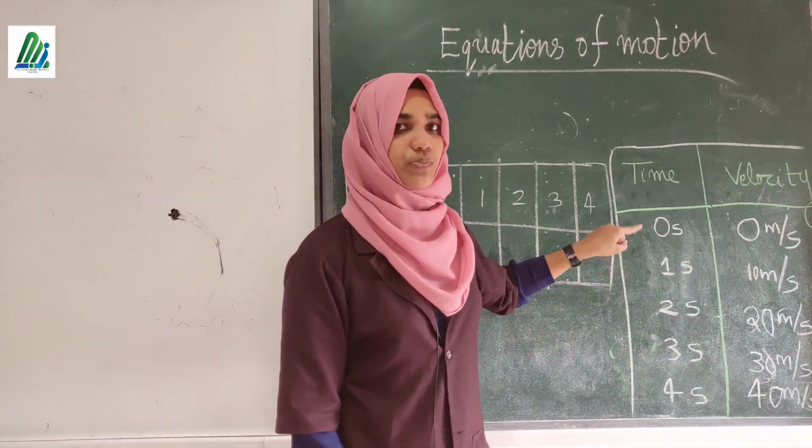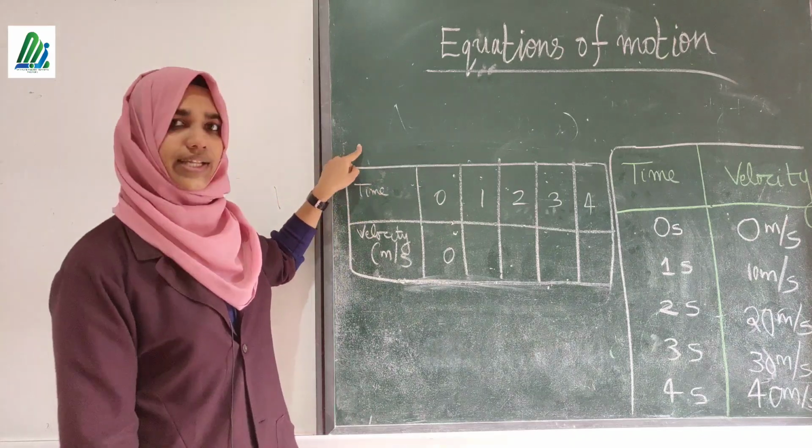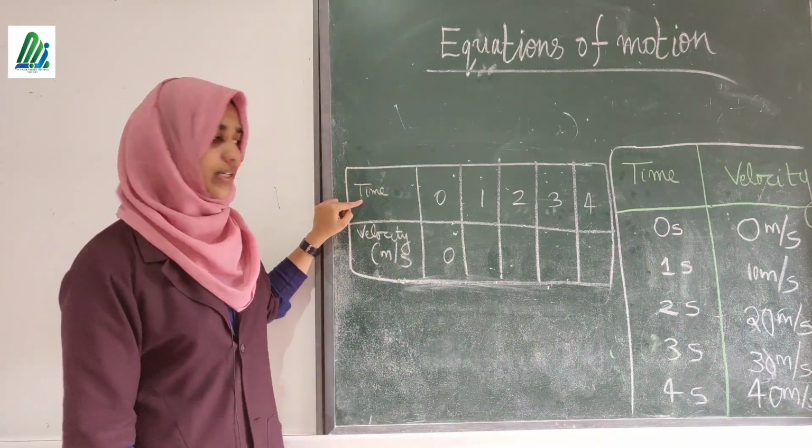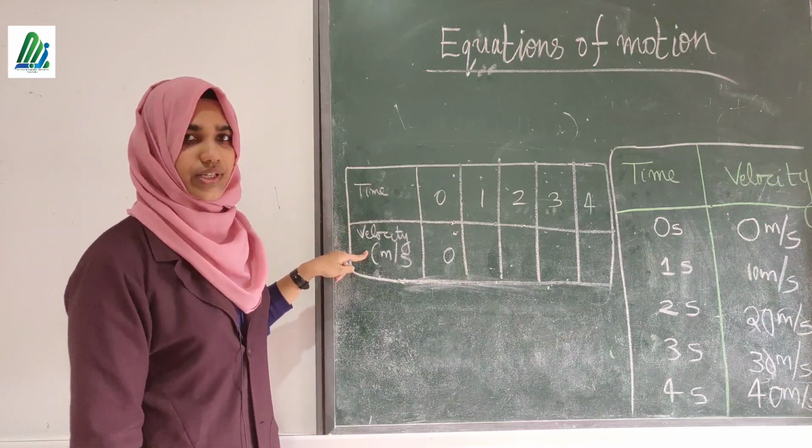Okay, so from this box, we need to complete this table. Here time is given and velocity is also given.